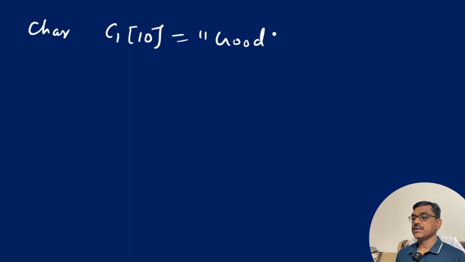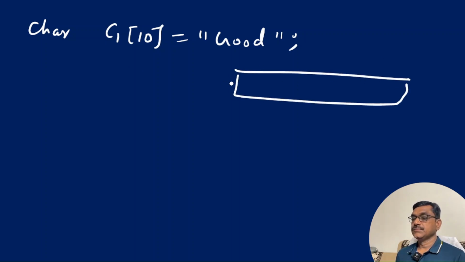See, you take a character array. For example, I'm writing char C1[10] = "good". We are writing like this. This is a character array, and we know it is stored like this. The first characters are G, O, O, D. The remaining locations are filled with null characters, and each character is enclosed in single quotes.